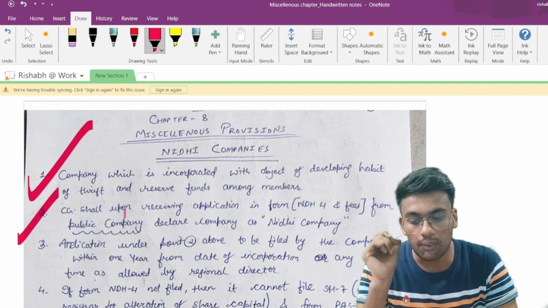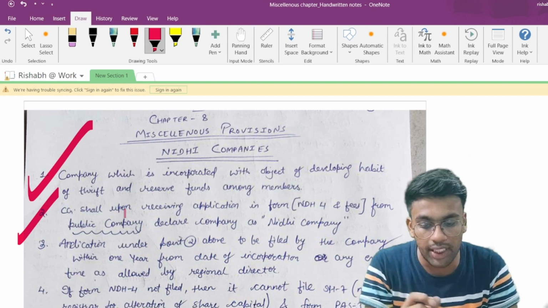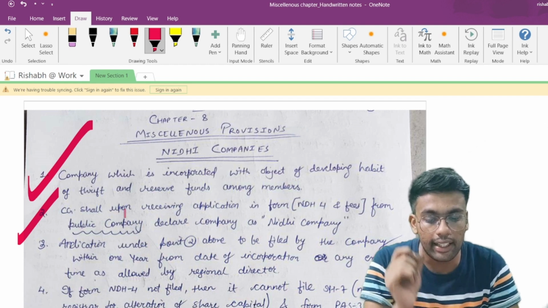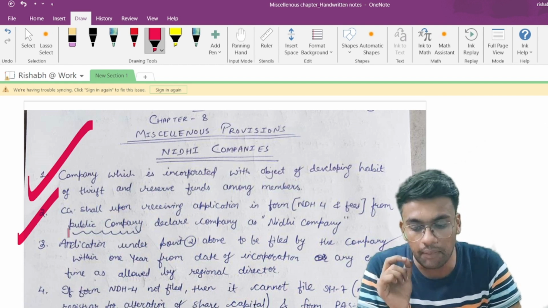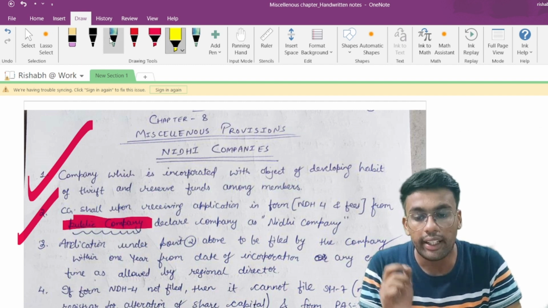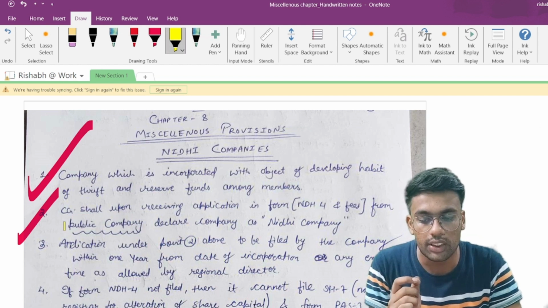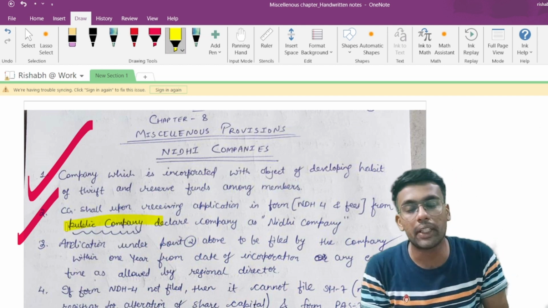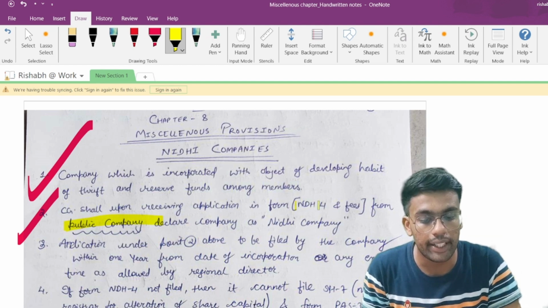Point number 2 talks about the Central Government shall, upon receiving an application in form NDH-4 and fees from the public company, declare a company as a Nidhi Company. That means only a public company can become a Nidhi Company. So this is a very important provision. Can any kind of company become a Nidhi Company? The answer is no. Only a public company can become a Nidhi Company, and the application is to be submitted in form number NDH-4.